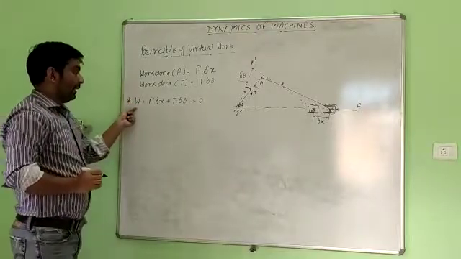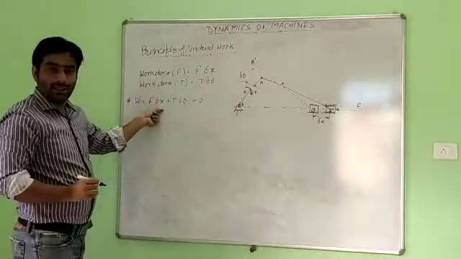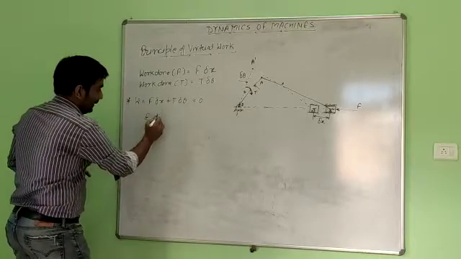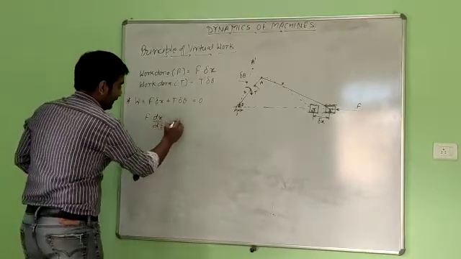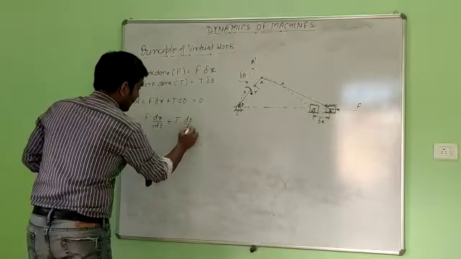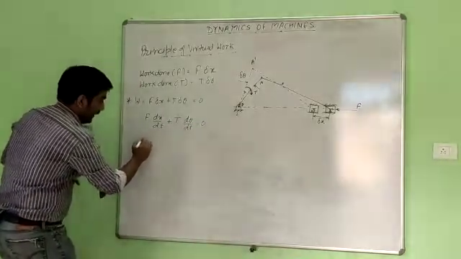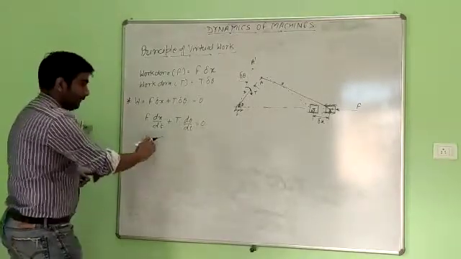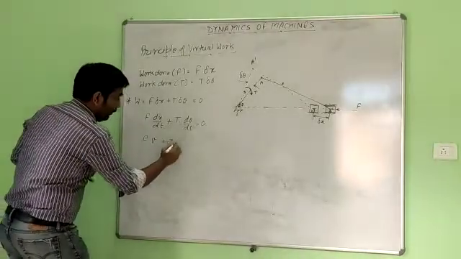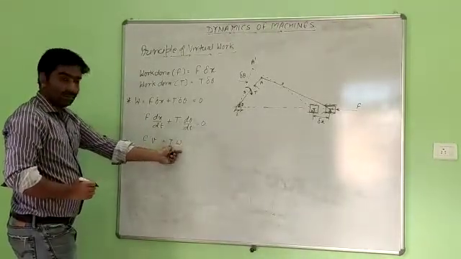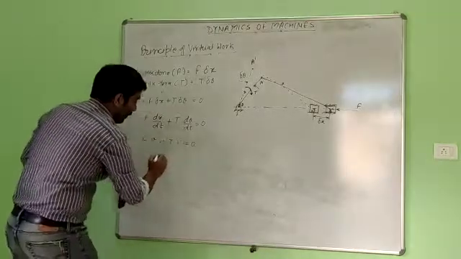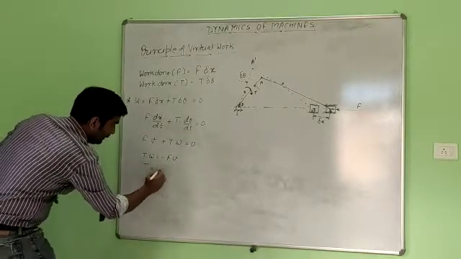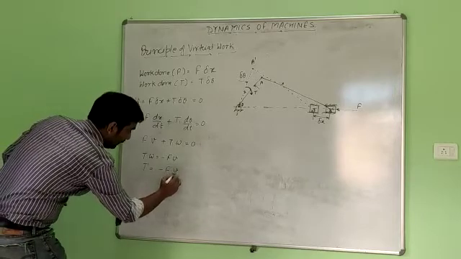If we take the whole activity over a time interval of del t, then we can write F dx by dt plus T d theta by dt equal to 0. Now F dx by dt is the component of velocity along the force F, and T into omega, the component of angular velocity along the direction of T, will be equal to 0. So we can write T into omega minus F into v, and T will be equal to minus F v by omega.